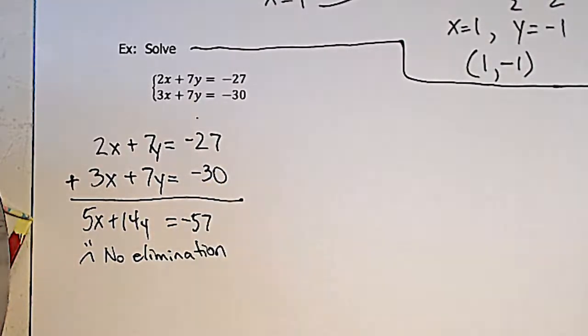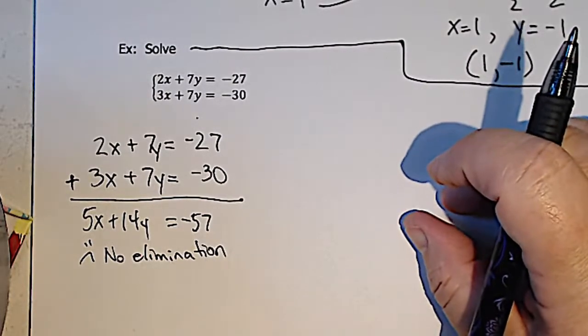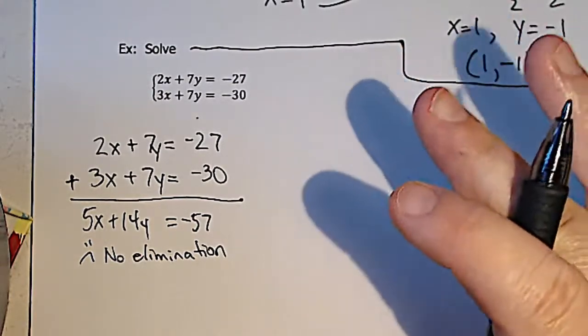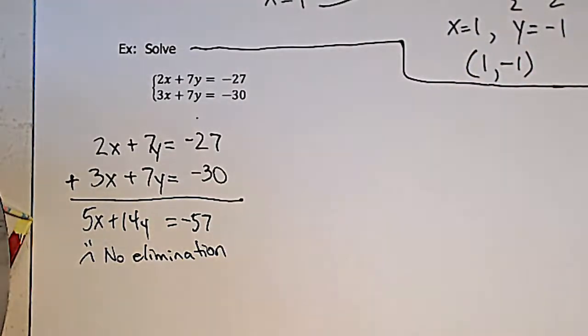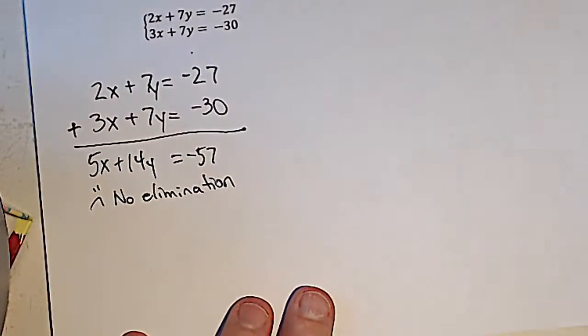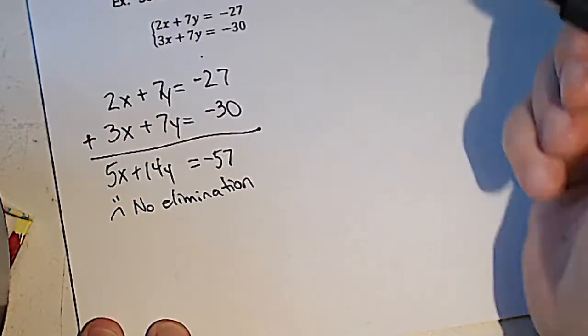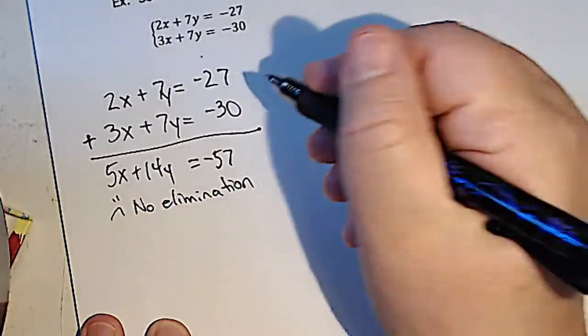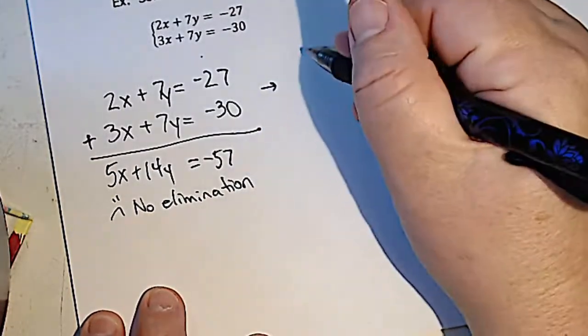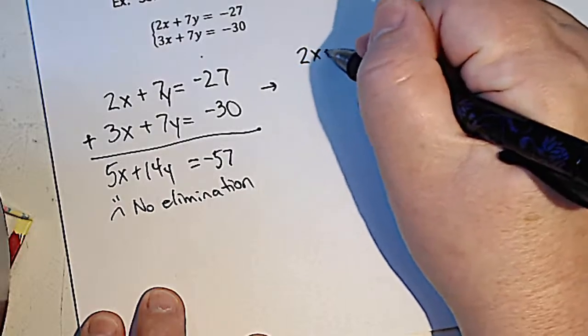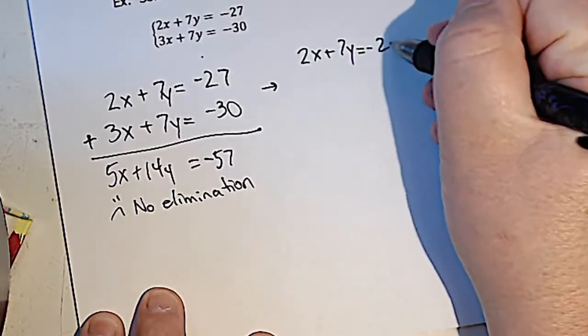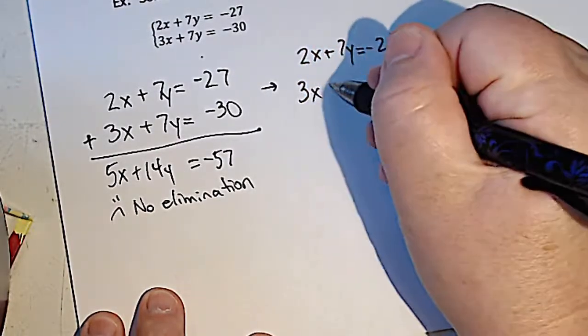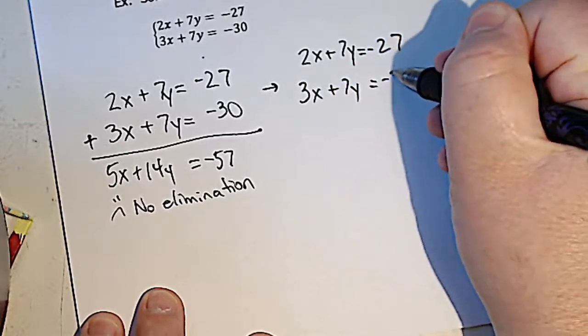Elimination means to get rid of something. And I didn't get rid of anything. So what happened? Well, the answer is you're going to have to fiddle with these things to get them to add properly. You got to get them all prepared. So this is what I'm going to recommend. What I'm going to do is I'm going to say, okay, let's go this way. So I'm going to have more space over here. I have 2x plus 7y equals -27. I've got 3x plus 7y equals -30.